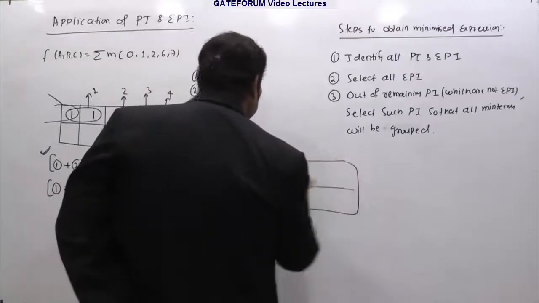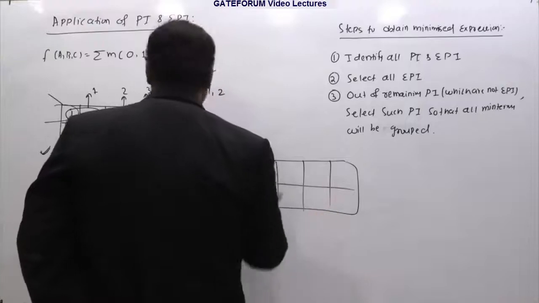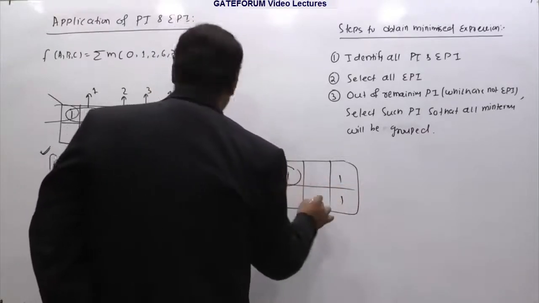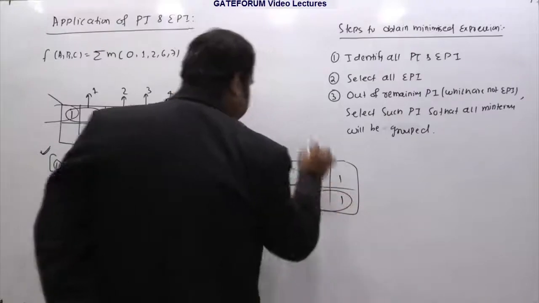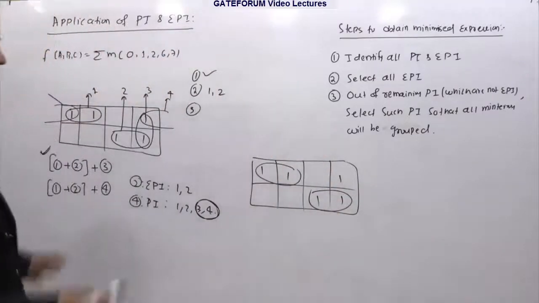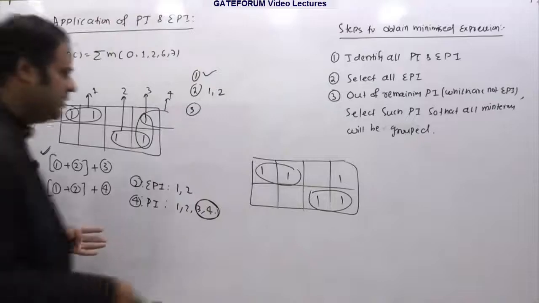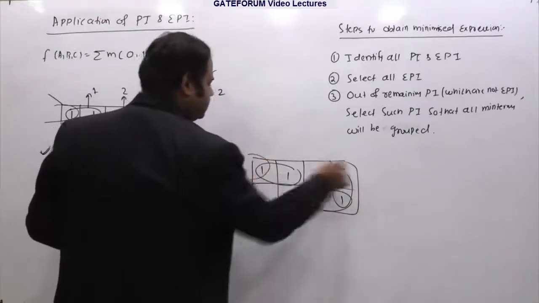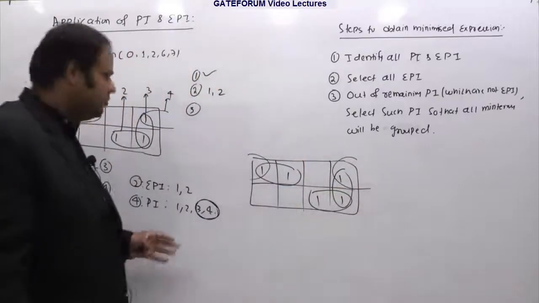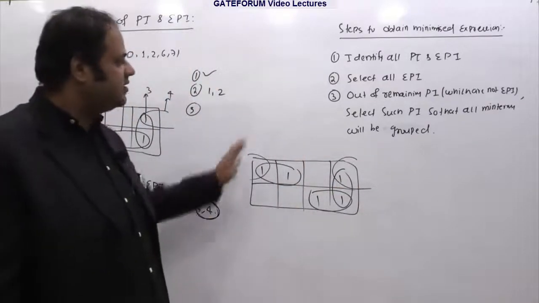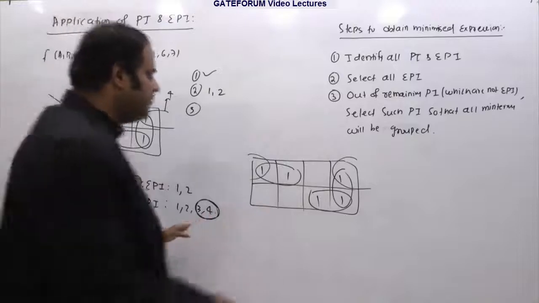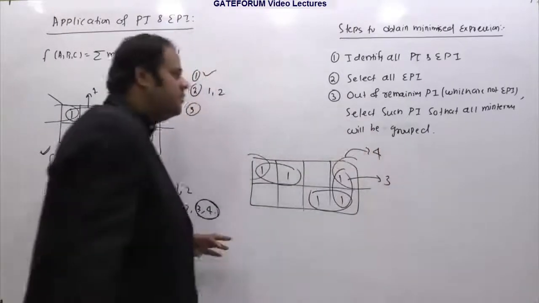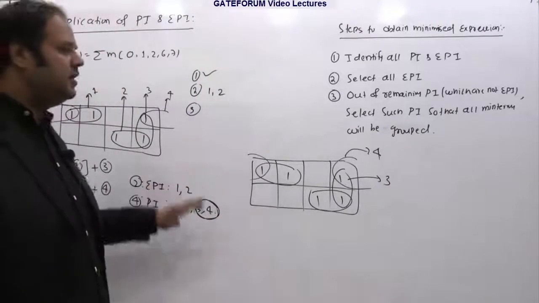If I'm redrawing this K-map again, this is group number 1 and this is group number 2. I have selected group number 1 and 2. Then I'm left with 3 and 4. So this is group number 3 and this side one is group number 4. So what this step is saying is, out of the remaining PIs, like group number 3 and group number 4, select such PI so that all minterms will be grouped.